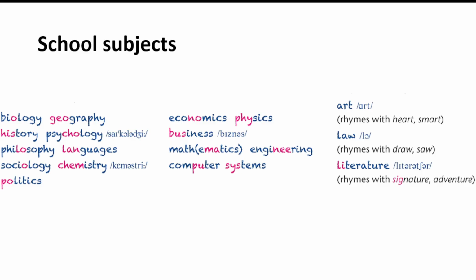Biology, geography, history, psychology, philosophy, language, sociology. Okay, one more time. Sociology, chemistry, politics, economics, physics, business, mathematics, engineering, computer system, art, law, literature. So these three subjects, art, law, literature, are similar to Romance languages.